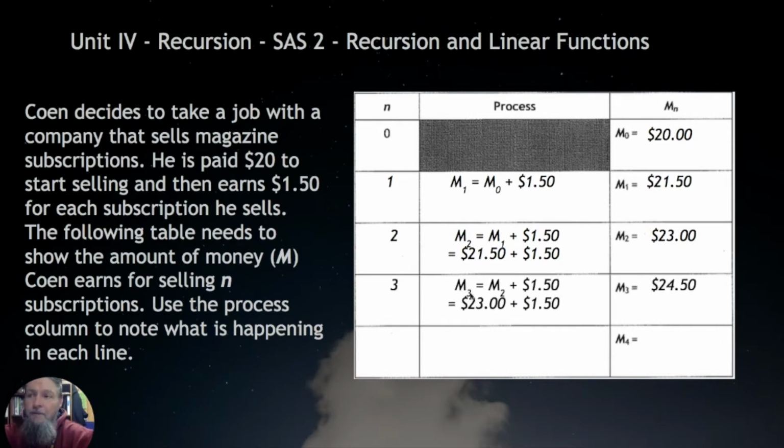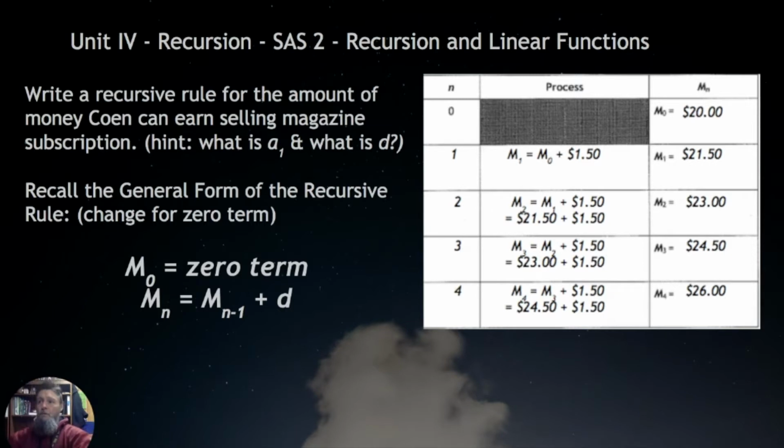For 3, M subscript 3 equals M subscript 2 plus $1.50. M subscript 2 is described in the last row. That's $23. So M subscript 2 is 23 plus D, which is $1.50, becomes $24.50. And we follow this process all the way through. All right? Now, we need to write a recursive rule for the amount of money Cohen can earn selling magazine subscriptions.